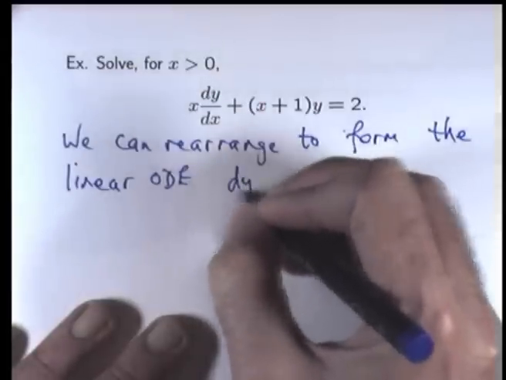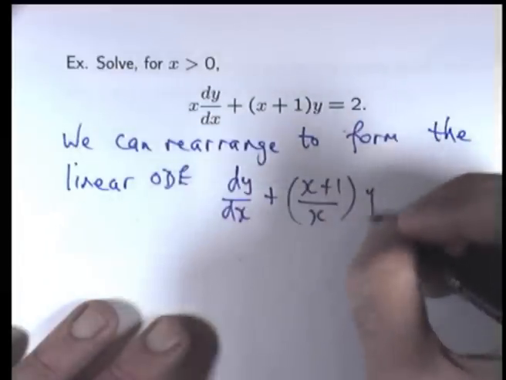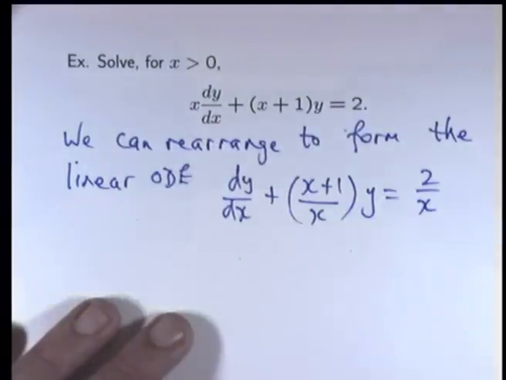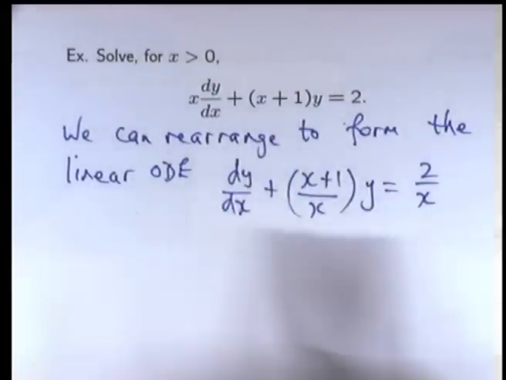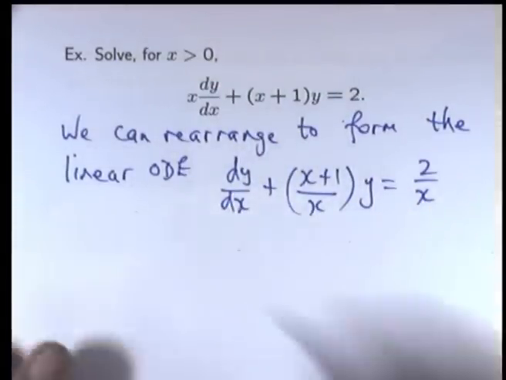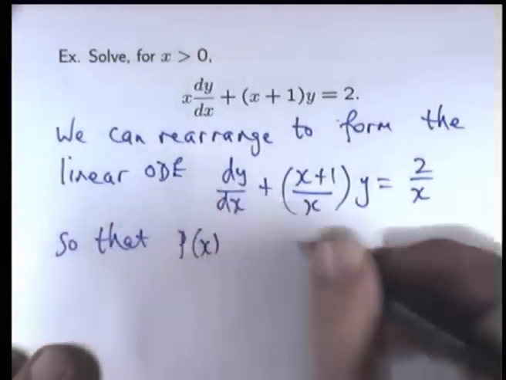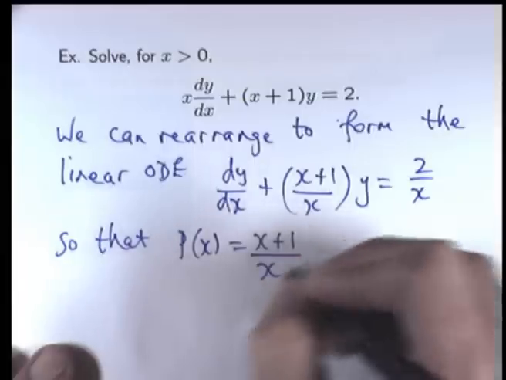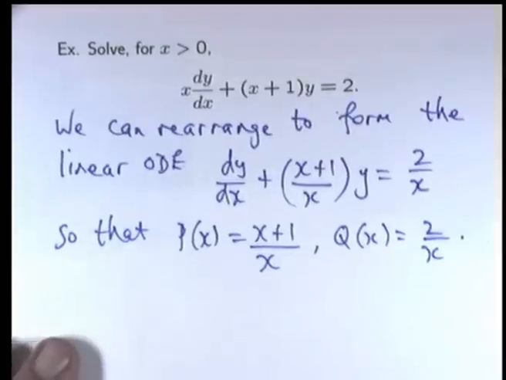Okay, so we're going to get y dx plus x plus 1 on x, y equals 2 on x. We're only interested in positive values of x here. So this is the actual equation that we're going to work with. In this case, p of x is x plus 1 all on x, and q of x is 2 on x. Let's develop our integrating factor, and then solve.